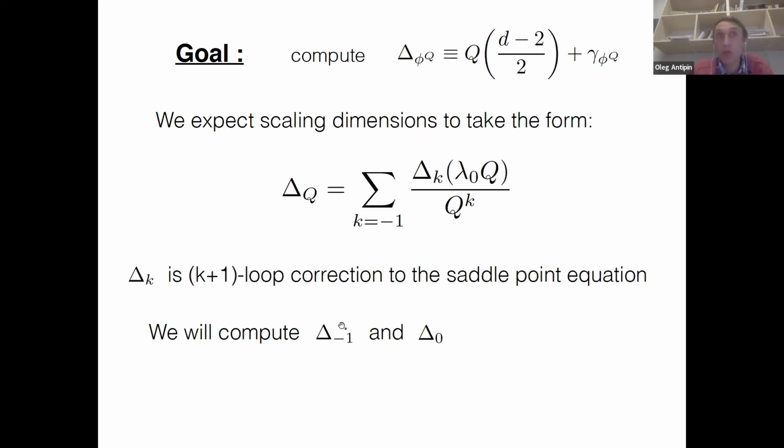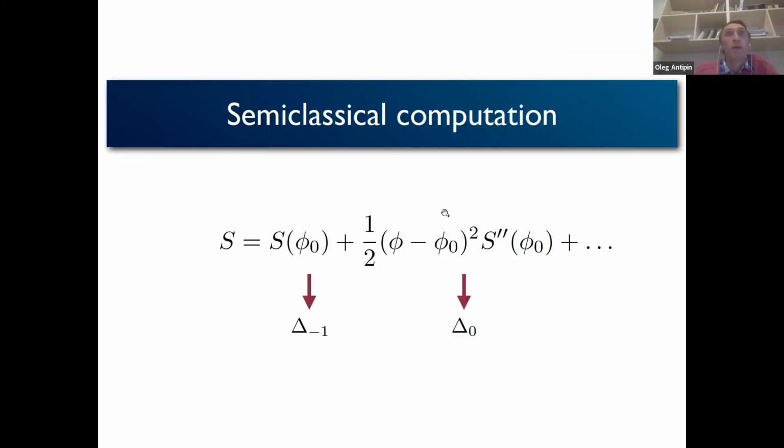This delta minus 1 term will be the classical term. And the first quantum correction around the saddle point will be delta 0. I'll show you how to compute these two things. But if you compute the other coefficients, it will be the full conformal dimension. Okay, and this is the large charge expansion, as you will see, where this is the charge, which is large. Okay, so semiclassical computation. That's one thing.